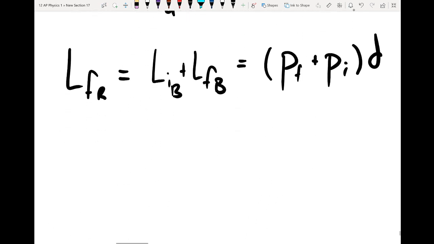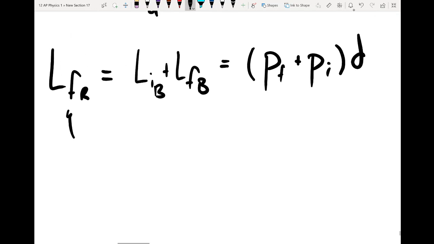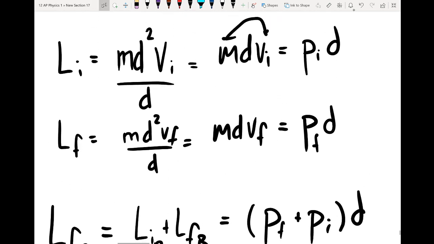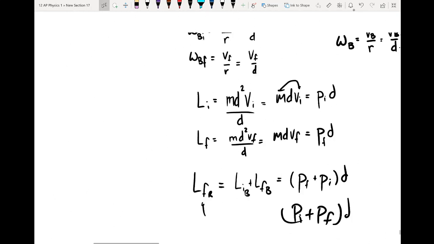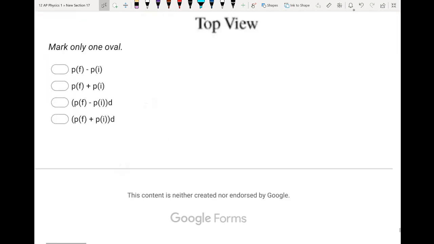And then we wrote an expression for L final for the rod as L initial ball plus L final ball. So that just equals p initial plus p final, times d, because they had that d in common, so we factored that out. So yeah, that is a very tricky question. And that's what we got.